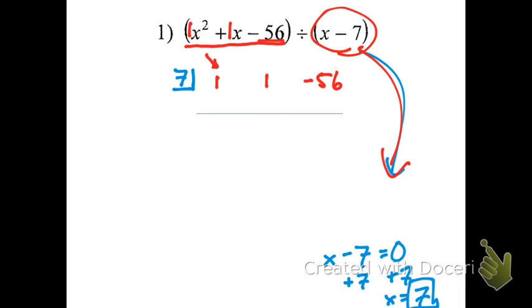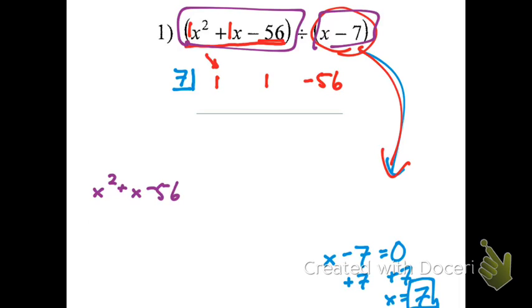Otherwise, what we need to do is synthetically divide. So I'm taking this polynomial and dividing it by this. Real quickly, let me write this over here: x squared plus x minus 56, and we're dividing it by x minus 7 to see what it equals.